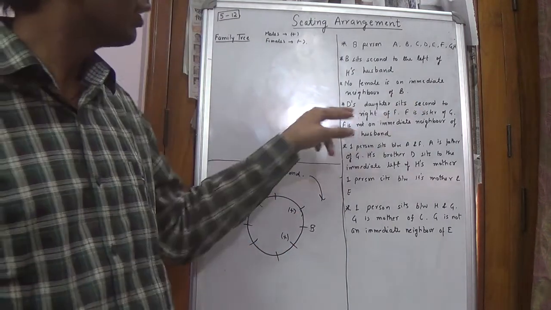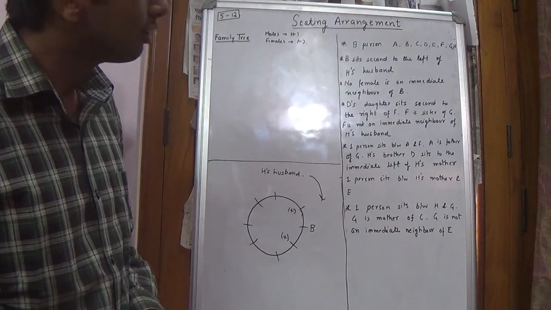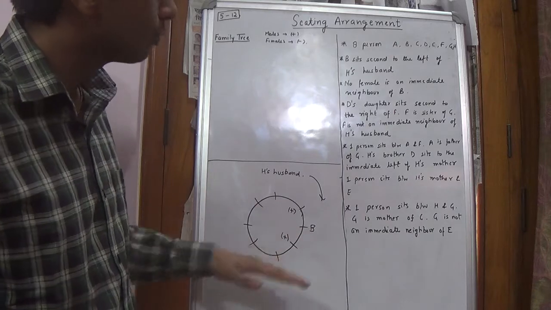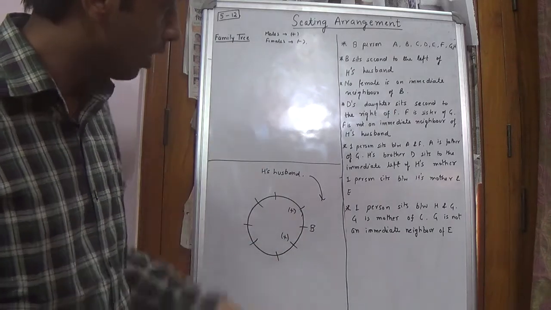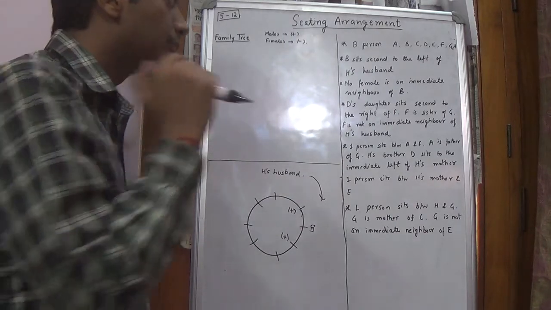B's daughter sits second to the right of F. So we don't know where F is. F is sister of G. So after this point we are not able to make out how this seating arrangement would be. So we have to make a family tree.